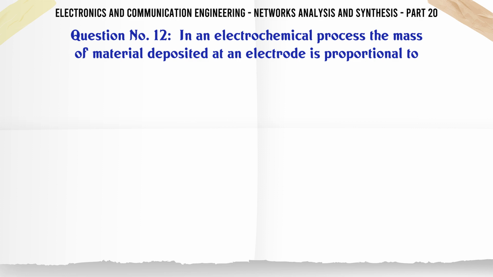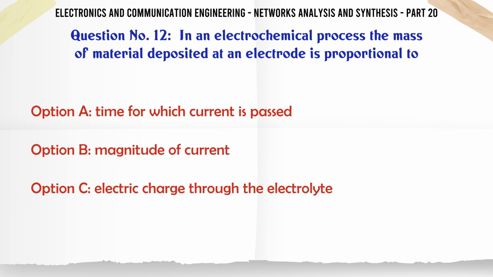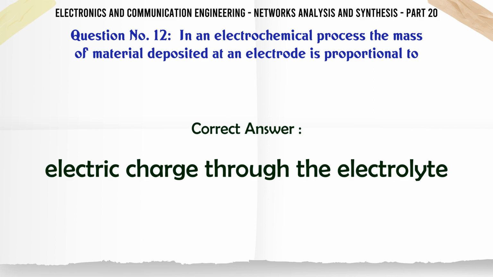In an electrochemical process, the mass of material deposited at an electrode is proportional to: A. Time for which current is passed, B. Magnitude of current, C. Electric charge through the electrolyte, D. None of the above. The correct answer is electric charge through the electrolyte.